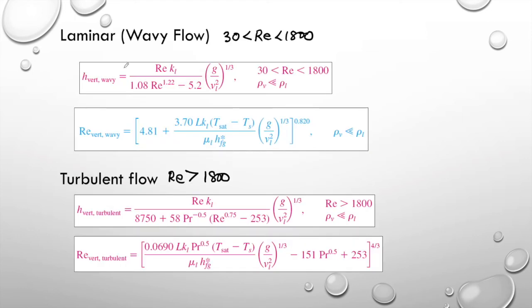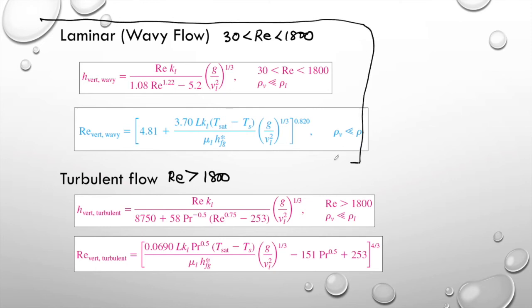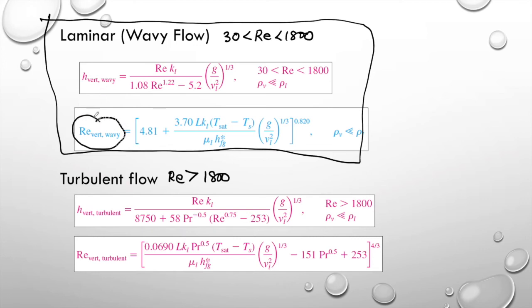Remember, because you already assumed that this is laminar wavy, you only take out these two equations. If yes, the Reynolds number you calculated is in between 30 and 1800, then go to the H vertical. If not, please assume the next, which is turbulent flow.